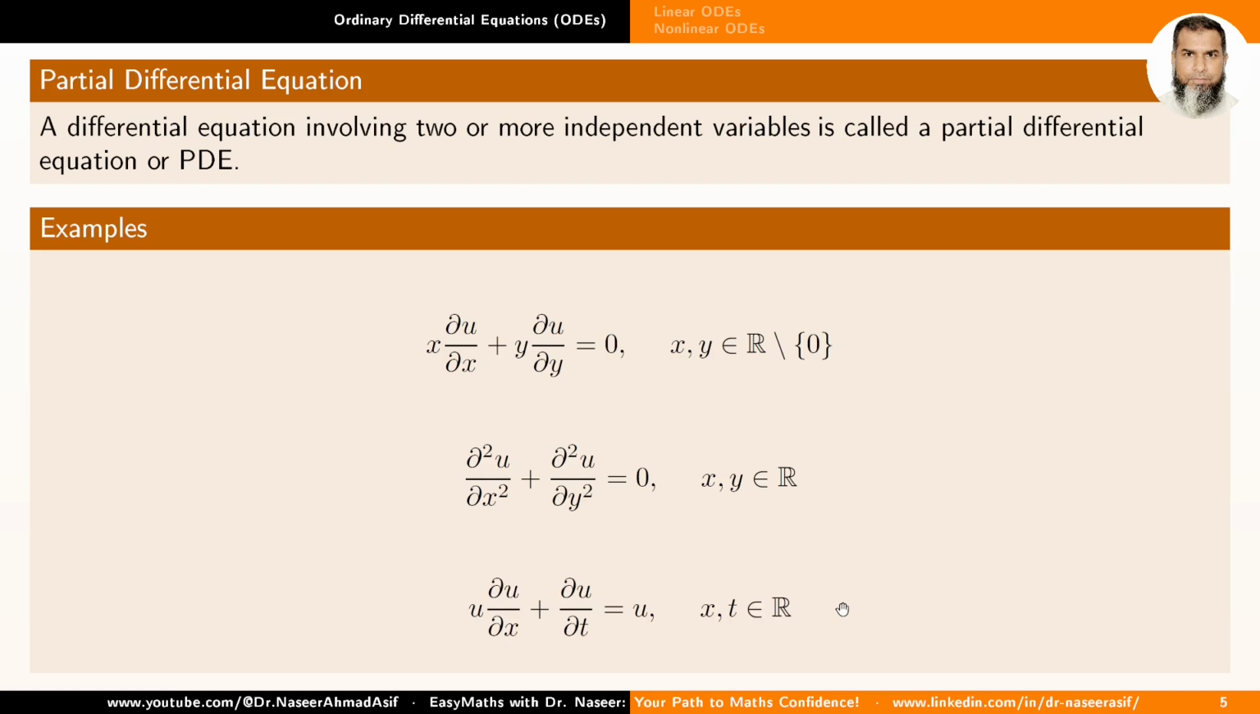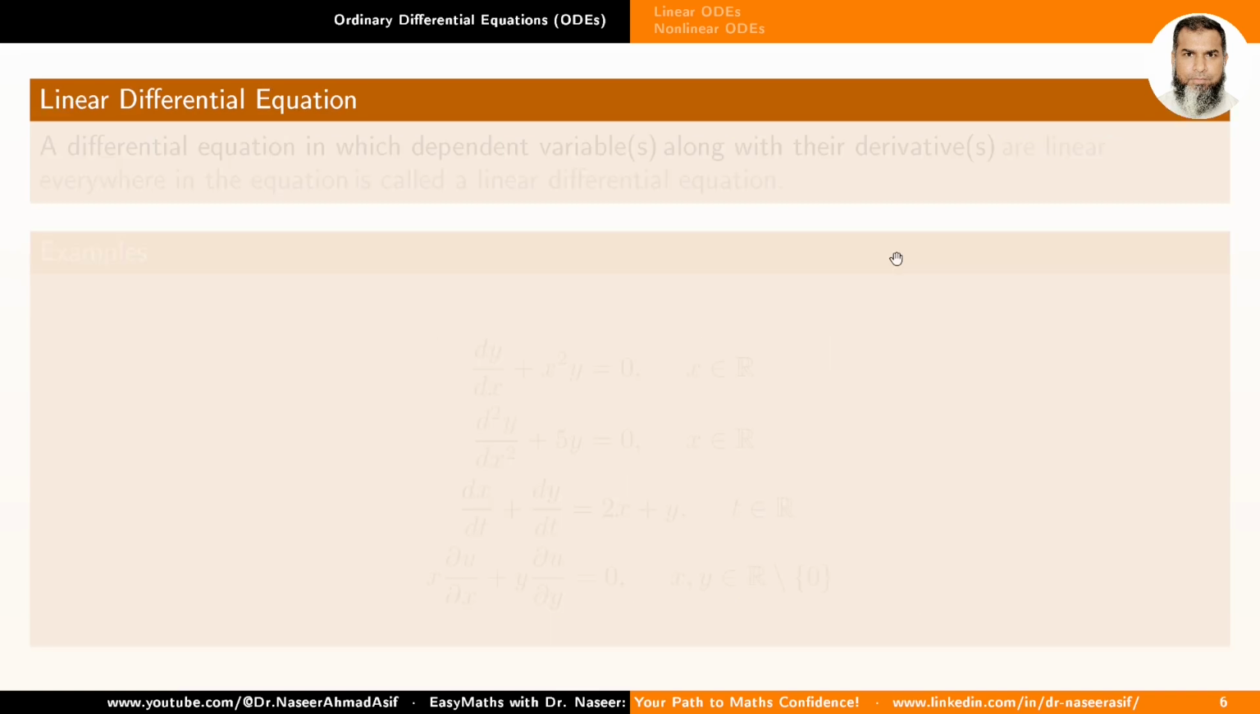We'll see another equation. This is u partial u by partial x plus partial u by partial t is equal to u, where x and t belong to R. In this case, there are three variables x, t, and u. This is the partial derivative of u with respect to x. This is the partial derivative of u with respect to t. So there are two independent variables x and t. So this is a partial differential equation. Linear differential equation.